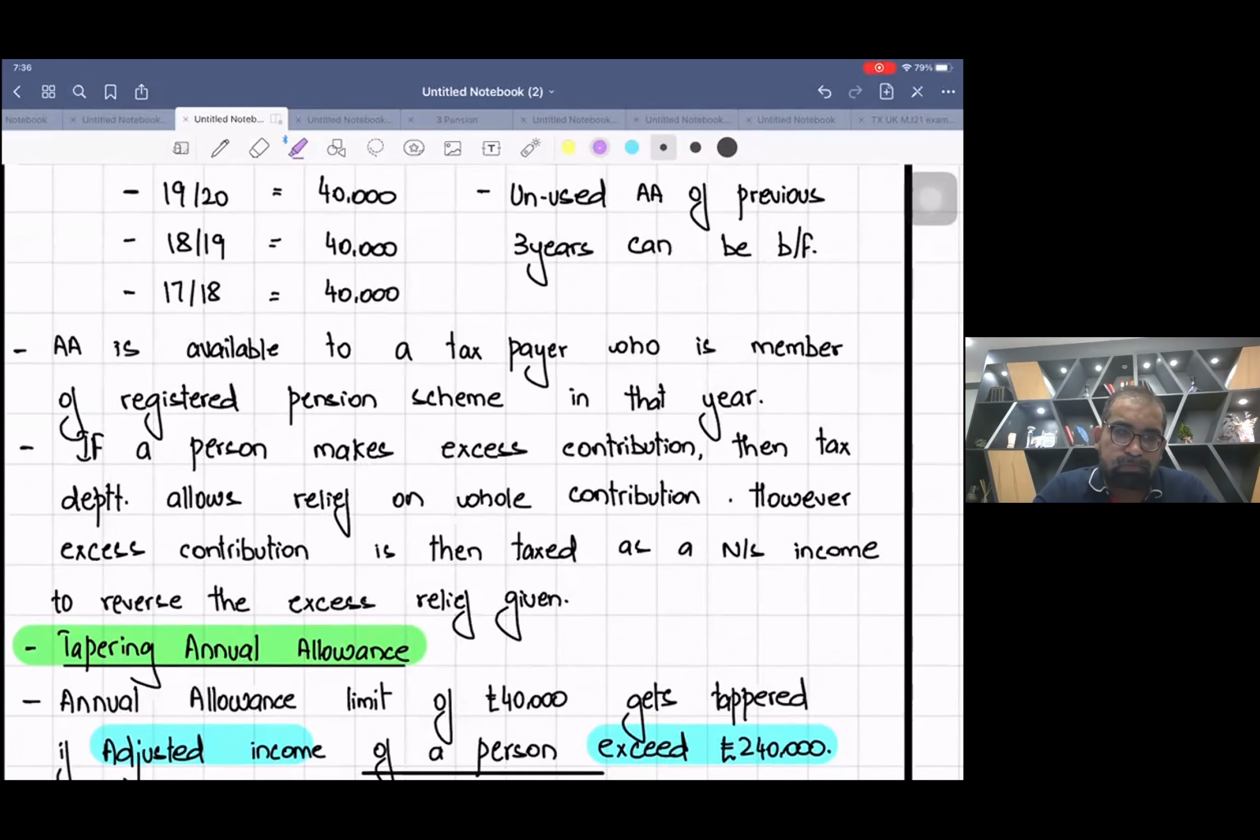Now, what if you step out? In my routine class, I used to say a word, return working. If your total reliefs from pension exceed your total annual allowance, then the excess will be treated as a non-saving taxable income, and you need to return tax. Read this line, please.